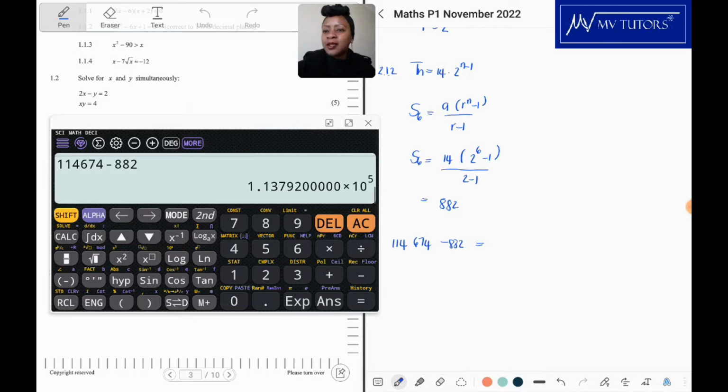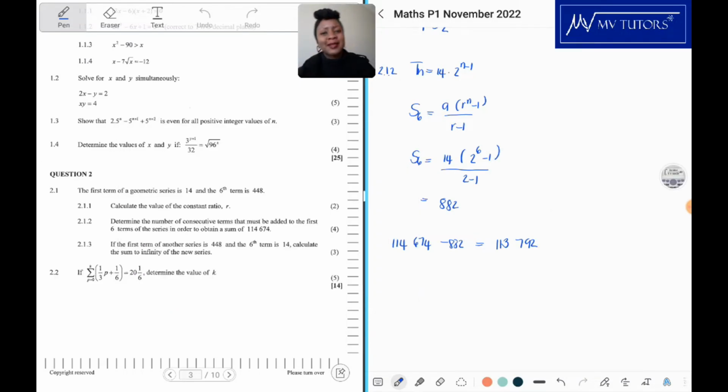Ooh, this calculator is going to be the death of me. Okay, so we get 113,792. Make sure when you get to exams, your calculator is in the right state. You don't want to be dealing with unnecessary things, okay? But Casio always works best. So this is the sum of all those values.